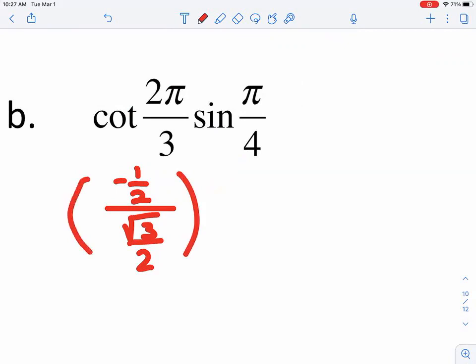Yes? How do you know that they're dividing? How do I know that they're divided? Because it's a cotangent. And the cotangent is the cosine divided by the sine. Because, remember, tangent is sine over cosine, so I just flipped that over. So I just flipped over the tangent.